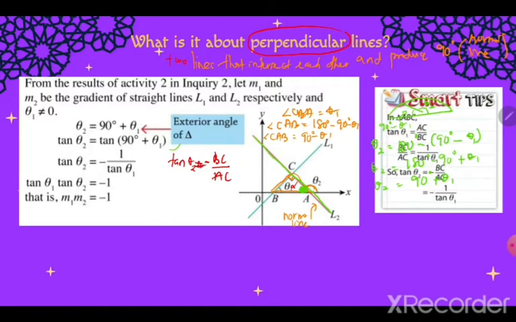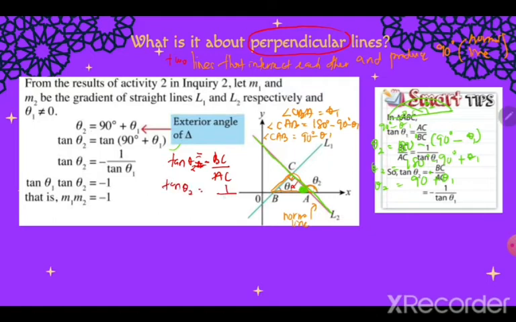Previously we said, add sugar to coffee, right? So theta 2 is at quadrant 2. Add sugar to coffee, so quadrant 2, sugar, S, so only sine is positive. That means tangent in quadrant 2 is negative. That is why tangent theta 2 is negative BC over AC. So we claim that BC over AC is what?